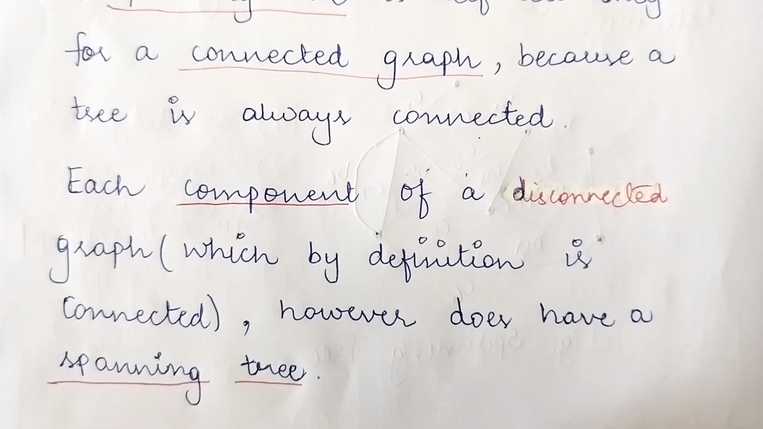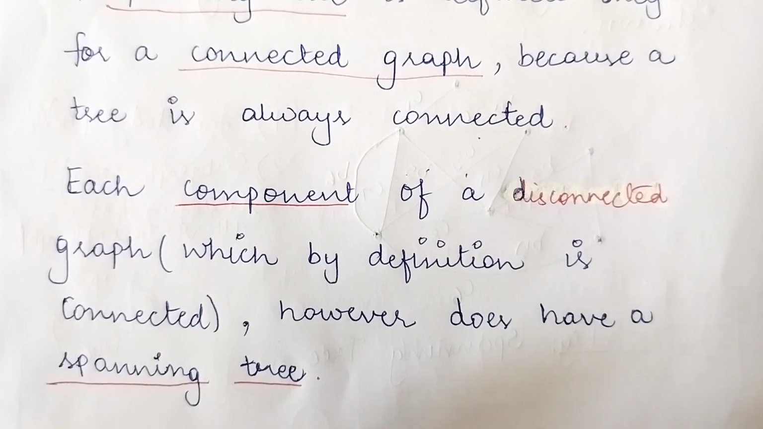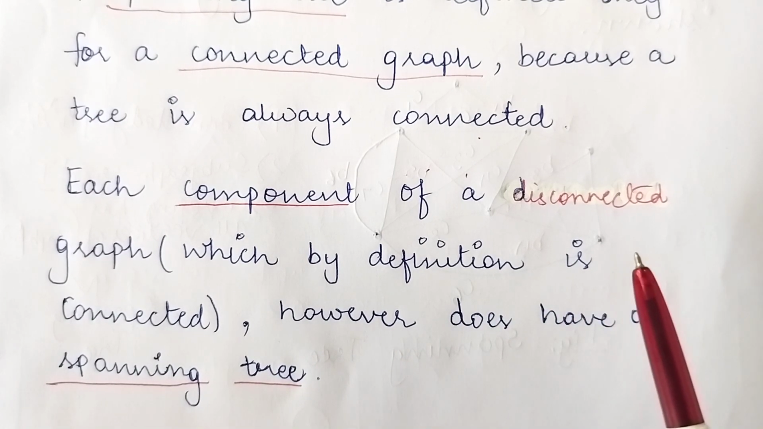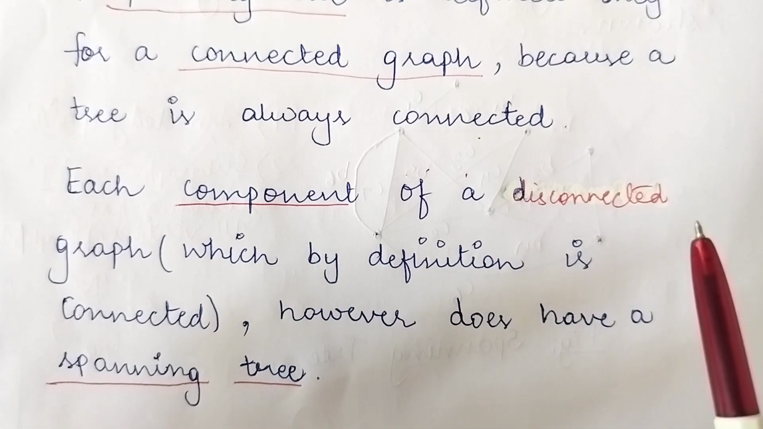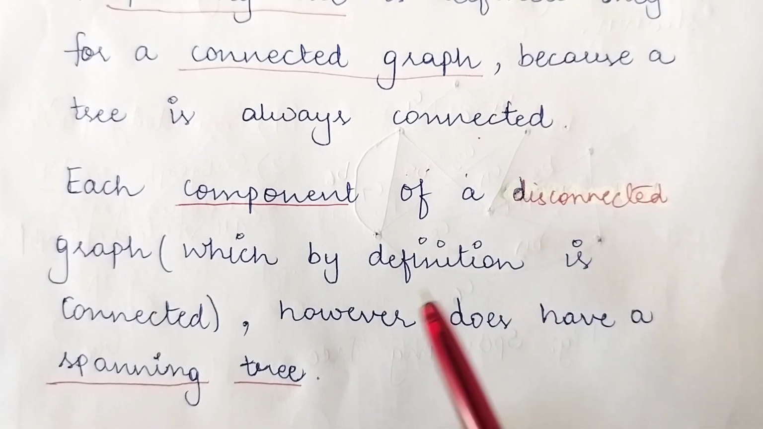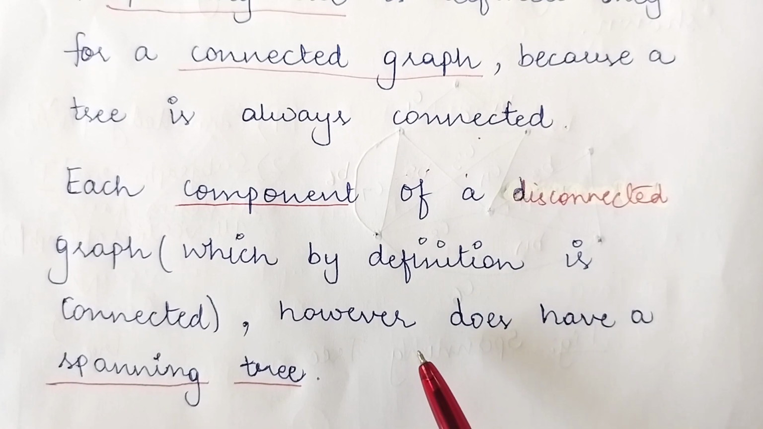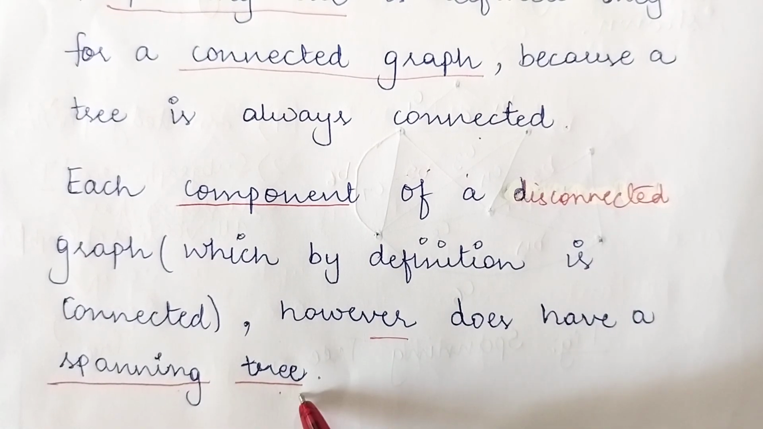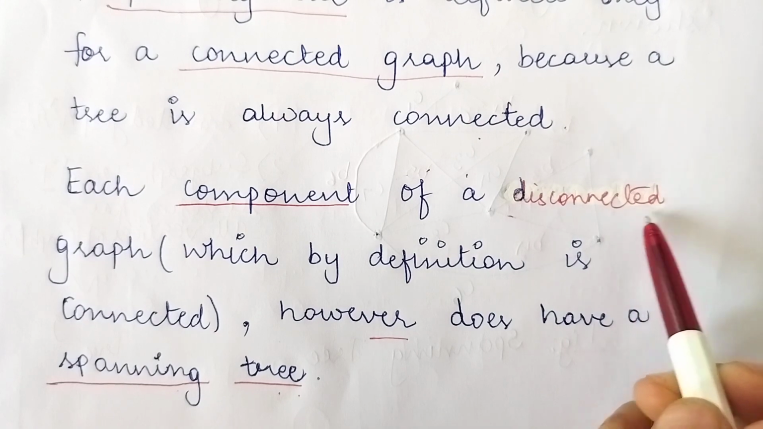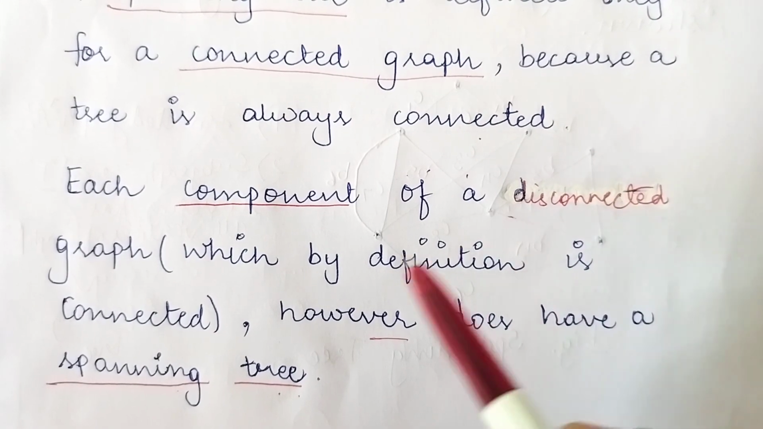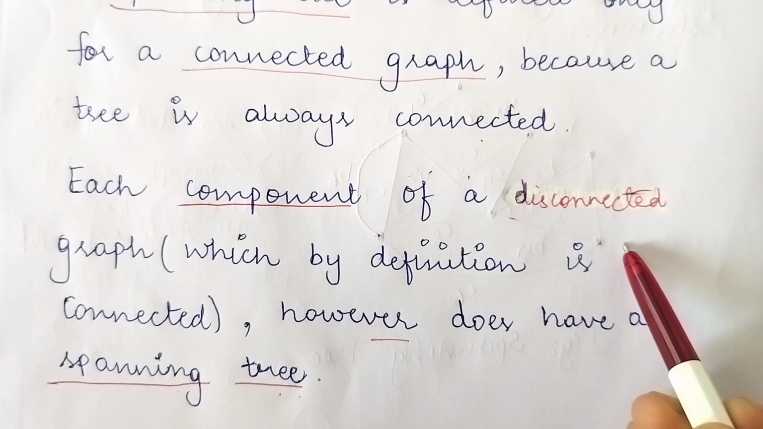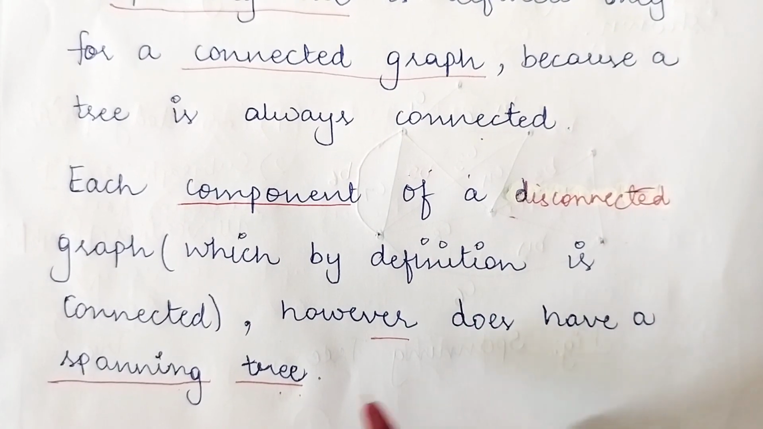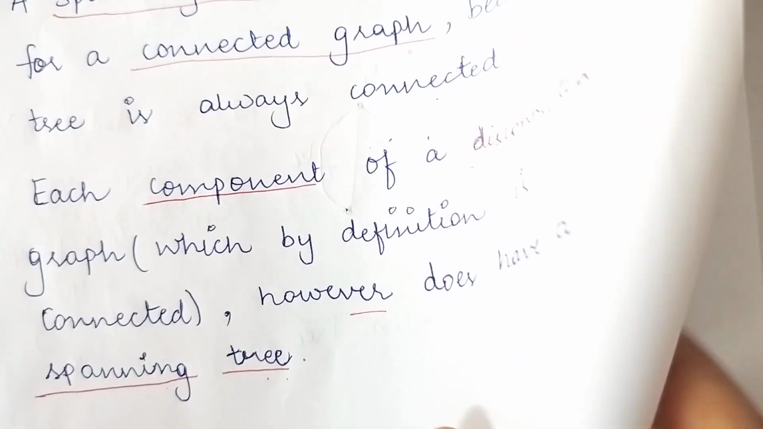connected. It is a possibility wherein you have a disconnected graph, and a disconnected graph has several components. It can be made up of 2 components, 3 components, 4 components, and those components in themselves are connected, right? So each component of a disconnected graph, however, can have a spanning tree. So it is not possible for a disconnected graph to have a spanning tree, but all those components of the disconnected graph which are connected can have a spanning tree.